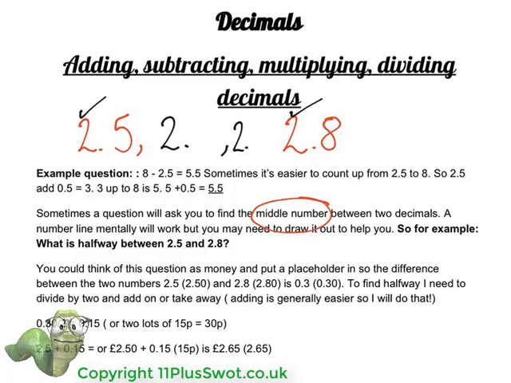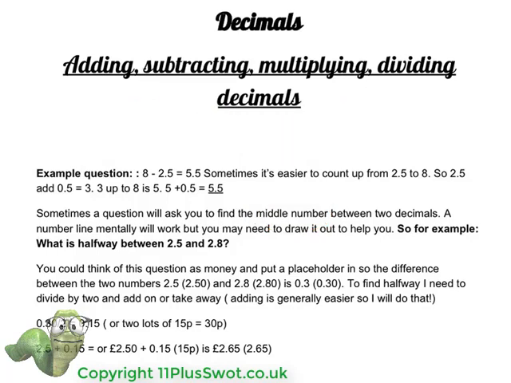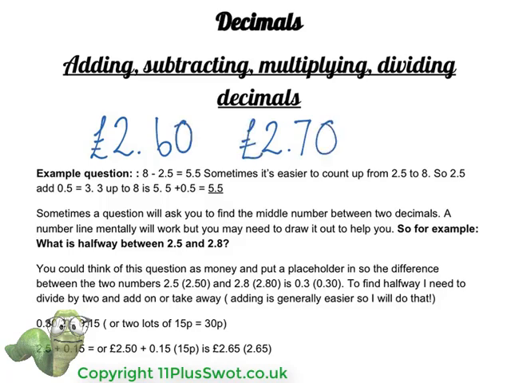2.5, 2.6, 2.7, 2.8. It's going up in 0.1. That's what you're adding on. Now if we try to find the middle number, 1 on the end, 1 on the end. Now then, we're looking for the value in the middle between 2.6 and 2.7. Now if we think about money, that would be £2.60, and this one would be £2.70. What value is in the middle of that?